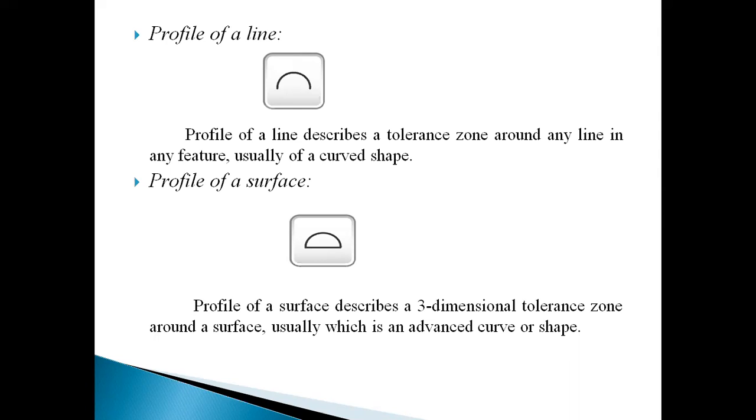Second one is profile of a surface. Profile of a surface describes a three-dimensional tolerance zone around a surface, usually an advanced curve or shape. It is the condition permitting a uniform amount of profile variation, either unilaterally or bilaterally, on a surface. When surface profile is required, there is no tolerance on the dimensions that describe the surface.